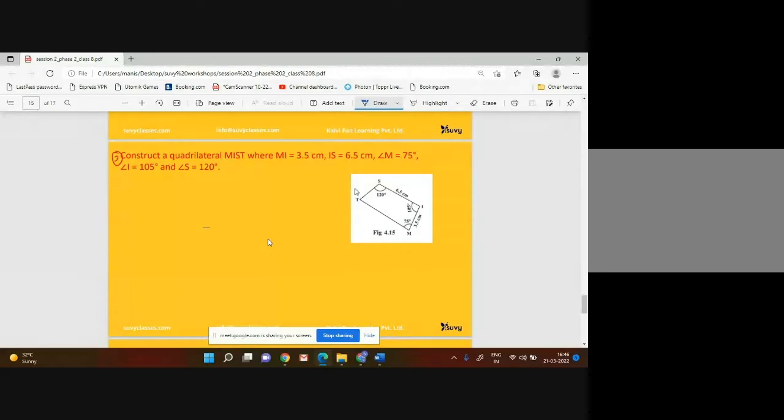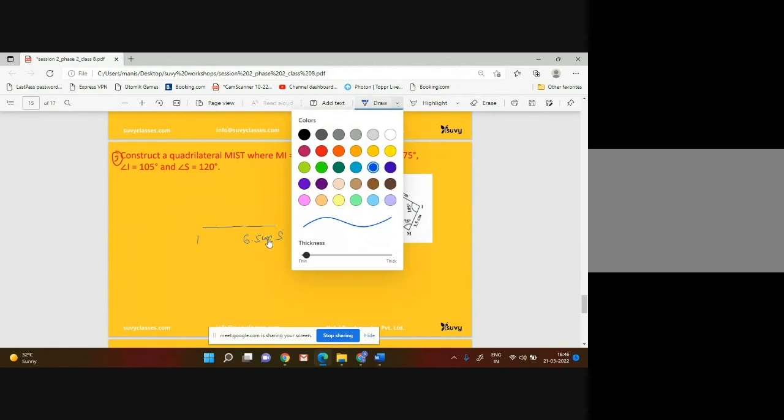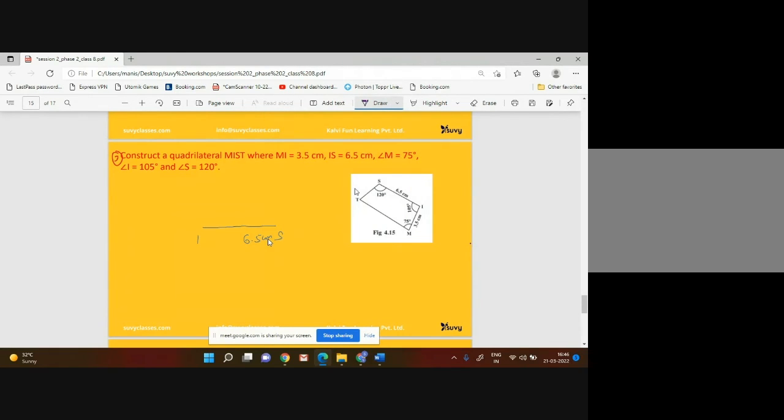Yes, drawn. Ma'am, drawn. IS I have drawn. Okay. See, have you drawn this line IS as 6.5 centimeter, right? Yes, ma'am. Okay. So when you drawn, now just see at I you have to draw an angle 105 from the compass. Yes, ma'am. Right? From S you have to draw an angle of 120 degree. Okay. From I we have to make 105 degree. And the S we have to make 120 degree. Okay.